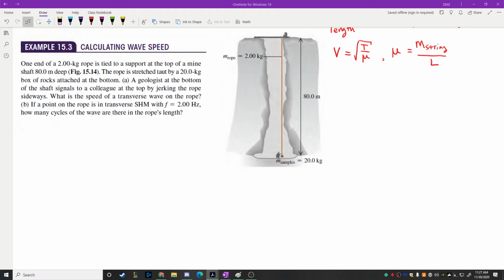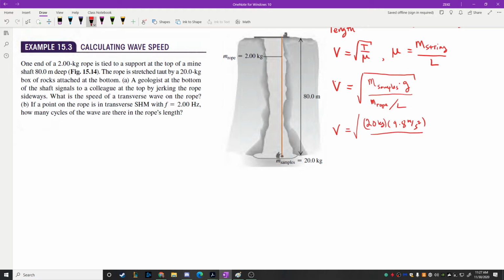So, as you all figured this out already, let's go ahead and do this. The tension on our rope here is basically going to be the mass of the sample multiplied by g. And then we divide by mu, which is the mass of the string, or the rope I guess, divided by the length. So if we plug those in, we got 20 kilograms multiplied by, let's just use 9.8 meters per second squared for this. And we divide by the mass of the rope, which was 2 kilograms.